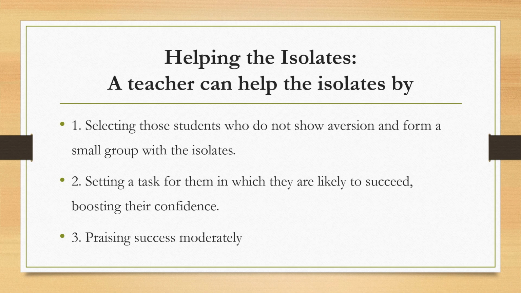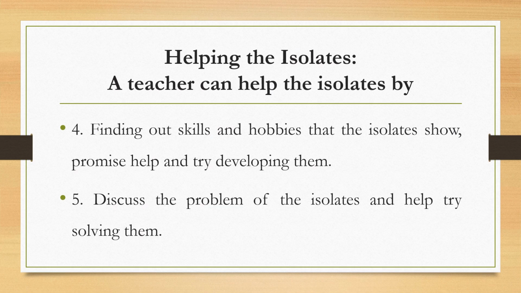So these are isolates. Now we have to see working with isolates. So helping the isolates, a teacher can help the isolates by selecting those students who do not show aversion and form a small group with the isolates, setting a task for them in which they are likely to succeed, boosting their confidence, praising success moderately. Finding out skills and hobbies that the isolates show, promise help and try developing them. Discuss the problem of the isolate and help try solving them.